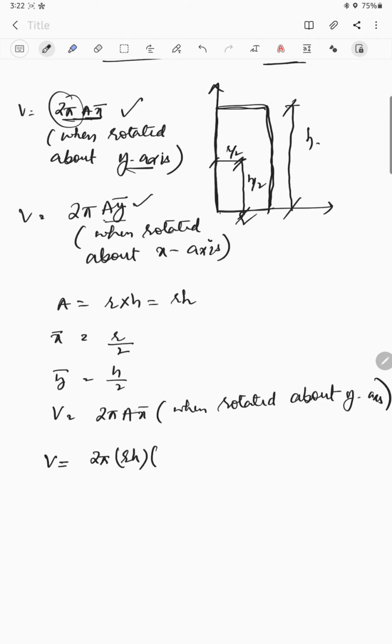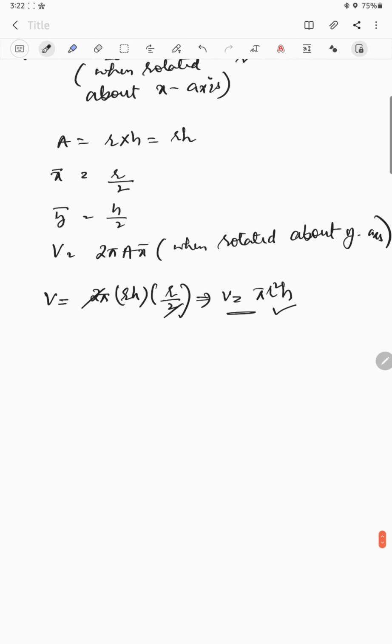What is the centroid? X bar. X bar we got it as R by 2. So multiply this one, 2 and 2 will get cancelled. So finally V is equal to pi r square h. So it will form a cylinder, right? The volume of a cylinder is pi r square h. So we have derived that formula with the help of Pappus theorem.